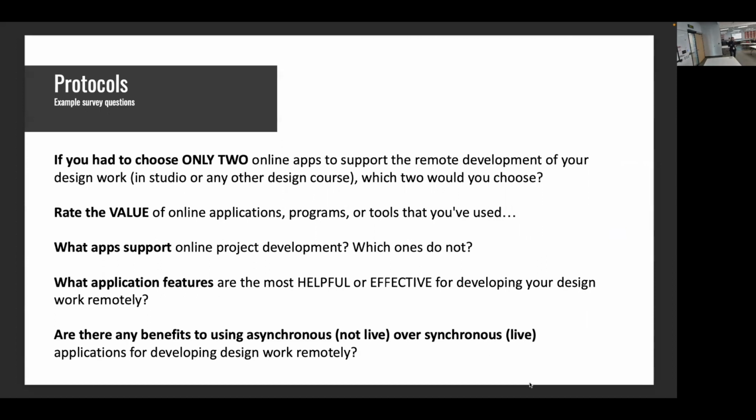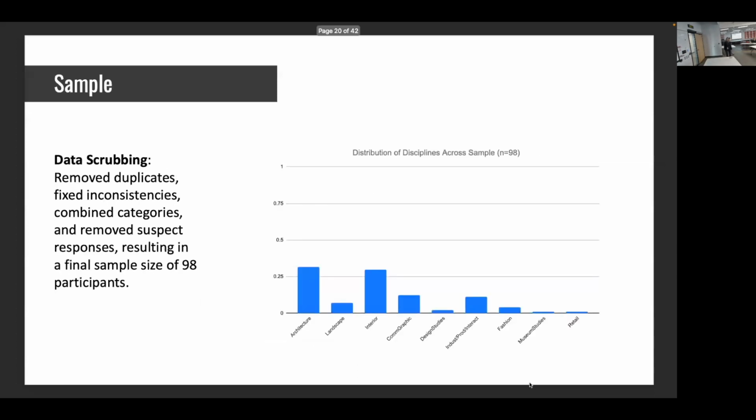What apps support online project development? Which ones do not? What application features are the most helpful, the most effective? And then are there benefits to using asynchronous versus synchronous? Because those are attributes of these programs or these apps. So just a sampling of some of the questions that have been asked over the course of my project.